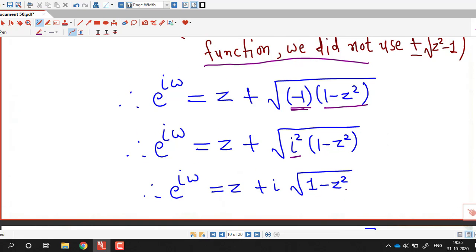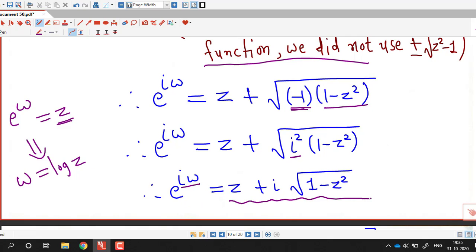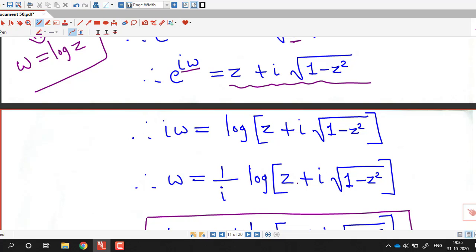Now we have to use the definition of the logarithmic function. We know that if e raised to w is z, then w is nothing but log of the right hand side, which is z. Here we have e raised to iw, and the right hand side is this expression. So using the definition of the logarithmic function, we obtain iw equal to log of z plus i times square root of 1 minus z square.